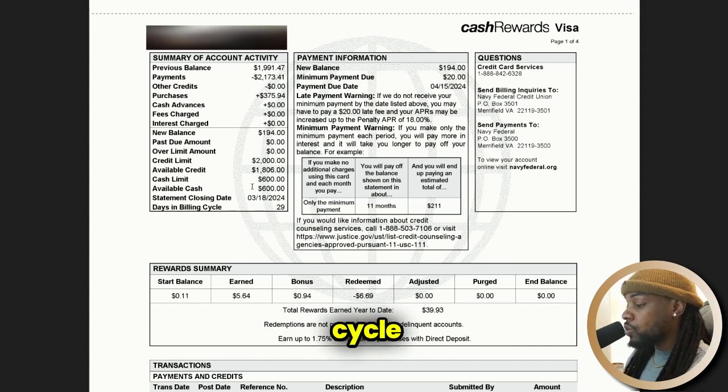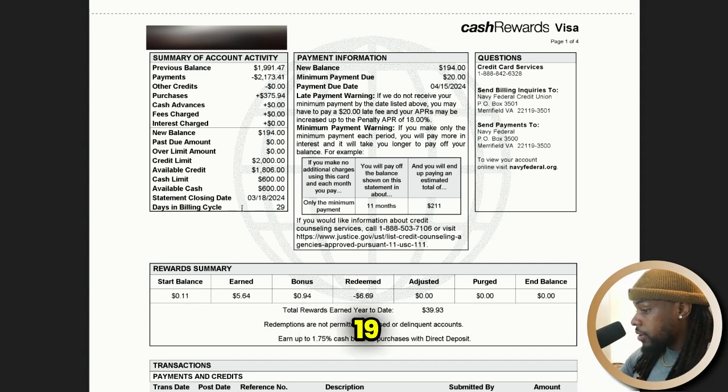But see, my statement cycle close date is March 18th, 2024, right there. And my new statement cycle starts on the 19th. So everything I spent from basically February 19th to March 18th is now due on April 15th. And on April 15th, I just have to pay $194. And like I said, I usually use my card for the week and then pay it. So this has already been paid. The $194 is already paid because I use it, I pay it. So I don't even have to worry about that. I have no new balance. I won't get any interest because I already paid it.